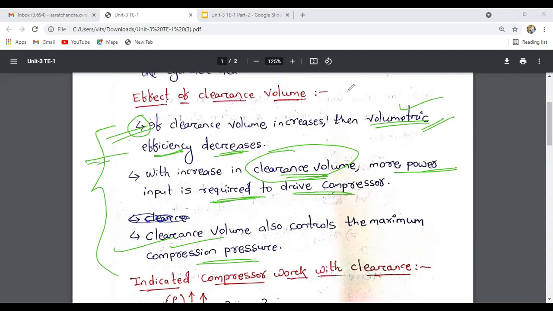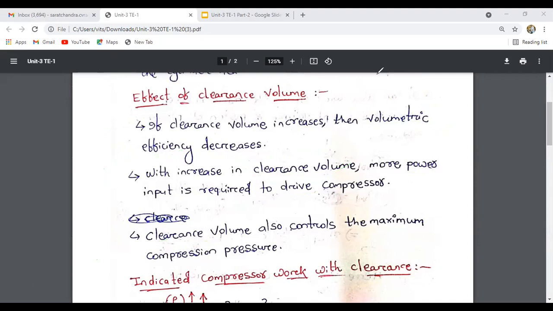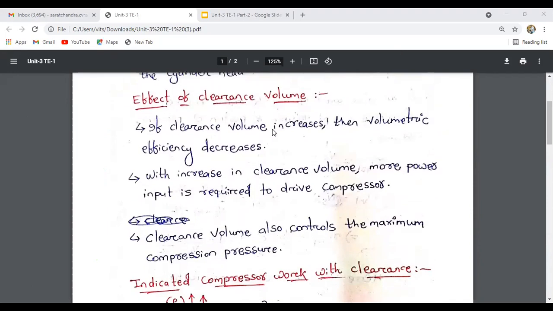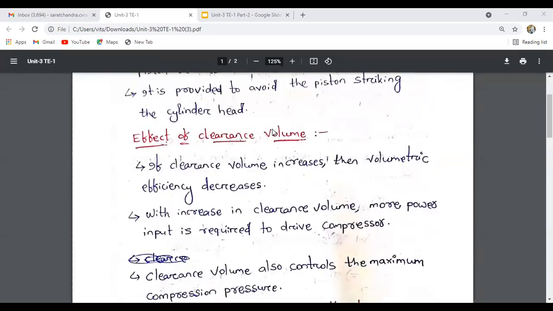They can ask a 2 marks question in the exam: what do you mean by clearance volume? 2 marks. What is the effect of clearance volume? 2 marks. Sometimes they will ask what do you mean by clearance volume and what are the effects of clearance volume. If they combine both these things, then they will ask it as a 3 marks question. That's why I have discussed some points related to clearance volume. So these are the 2 marks and 3 marks questions that we have discussed.